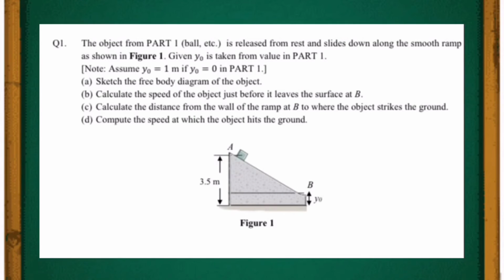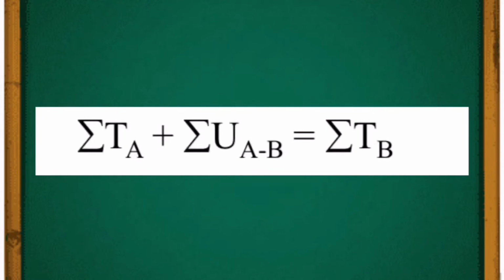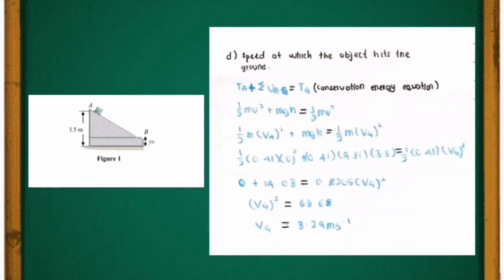Next, for question 1D, we need to compute the speed at which the object hits the ground. For this question, we use the same formula as in question 1B, which is the conservation of energy equation. But the difference is that h is 3.5, because the question wants the speed at which the object hits the ground. So we take this 3.5 meter height, and when we calculate, we get the speed that hits the ground is 8.29 meters per second.